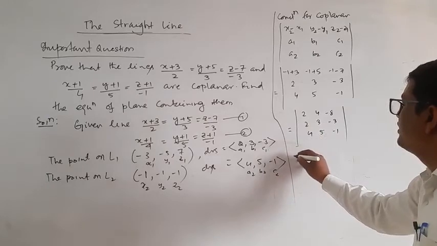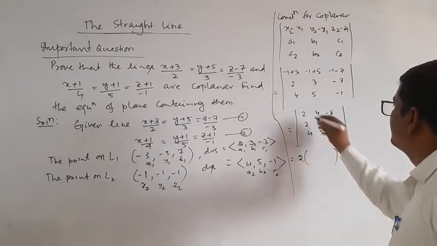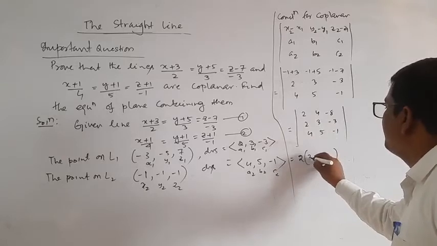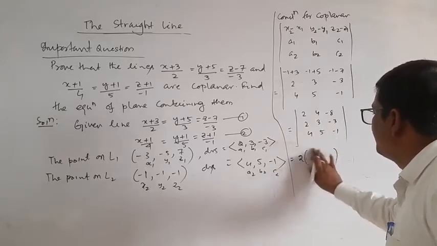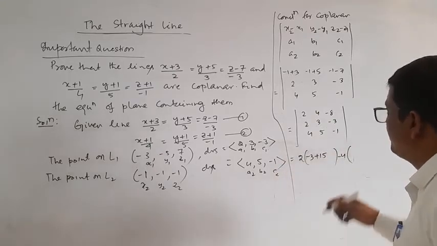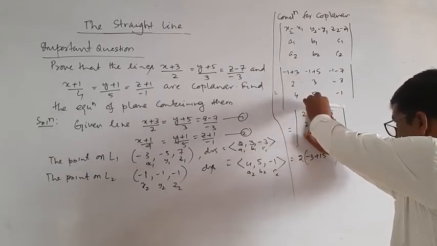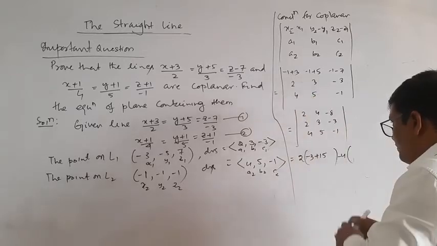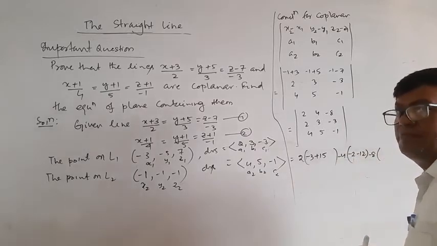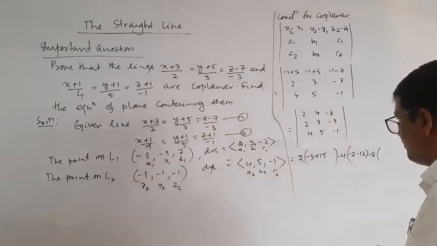We get here, that is 2 into what? 2 into minus 3 plus 15, minus 4 into minus 2 plus minus 12, and minus 8 into what? Minus 8 into, cover this, 20 minus 12.